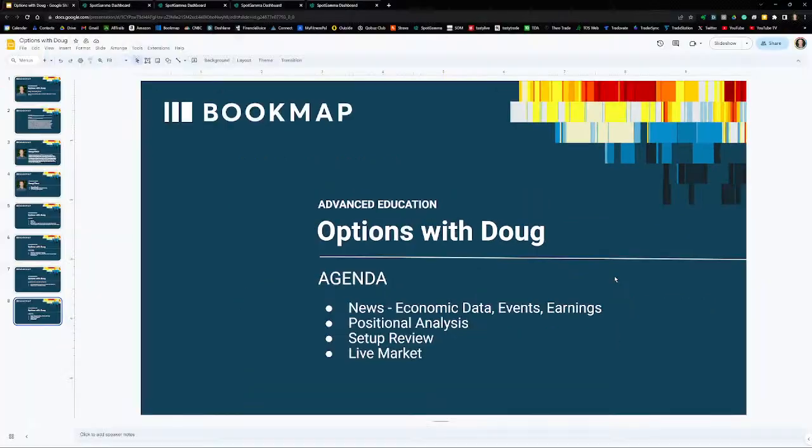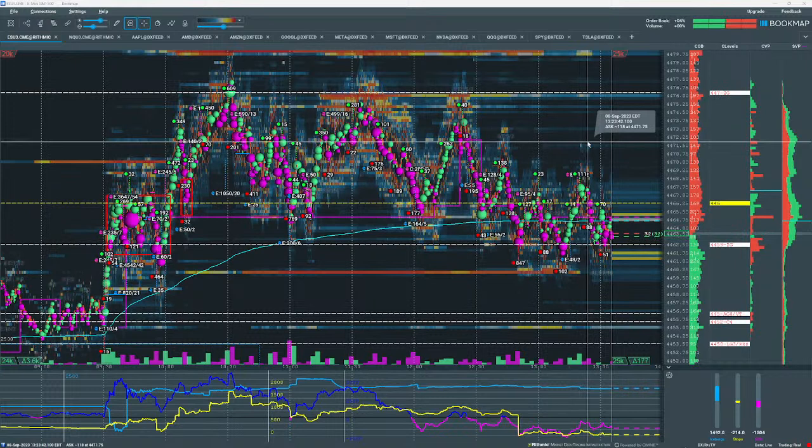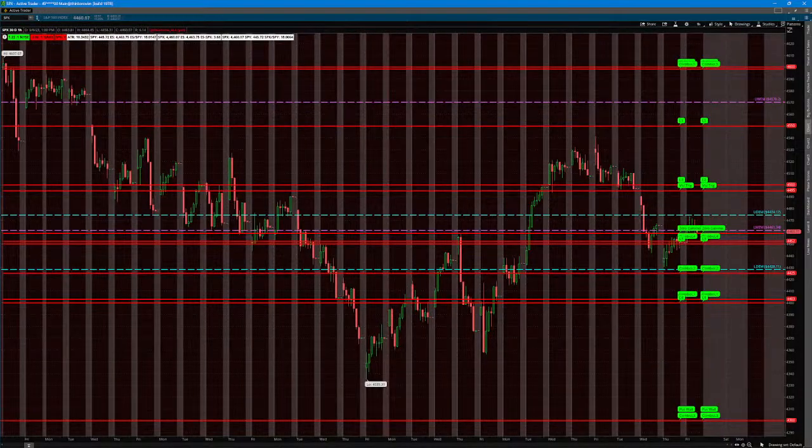All right, let's start with my positional analysis now. This is the ES futures in Bookmap. And before I take a closer look at this chart, I want to take a look at a larger time frame. So I'm going to go to the SPX. This is a 30-day, 1-hour chart, just showing price and key levels.